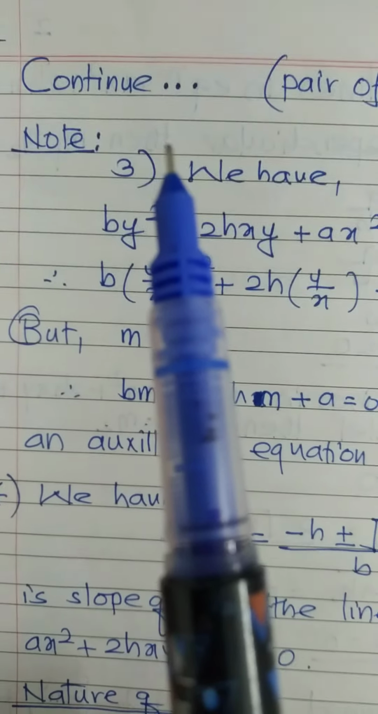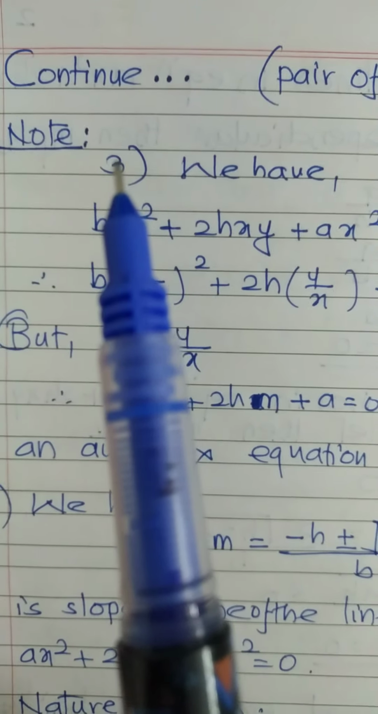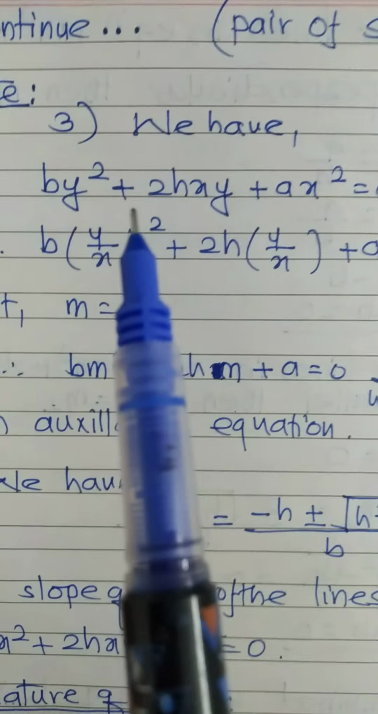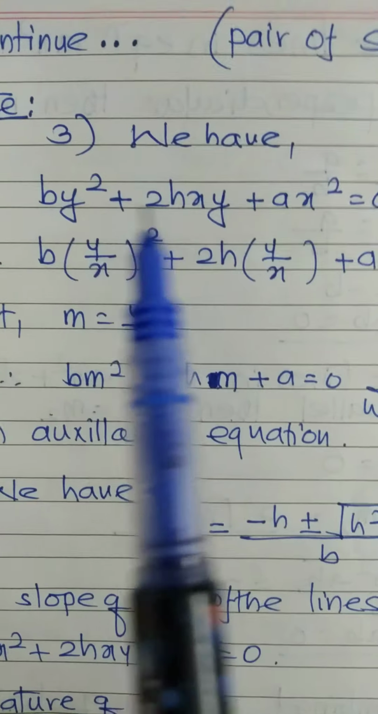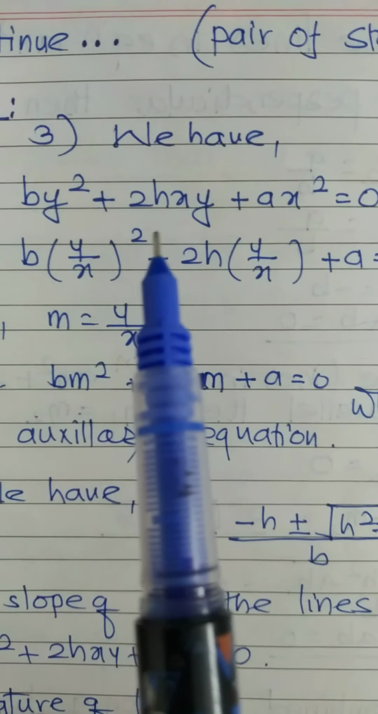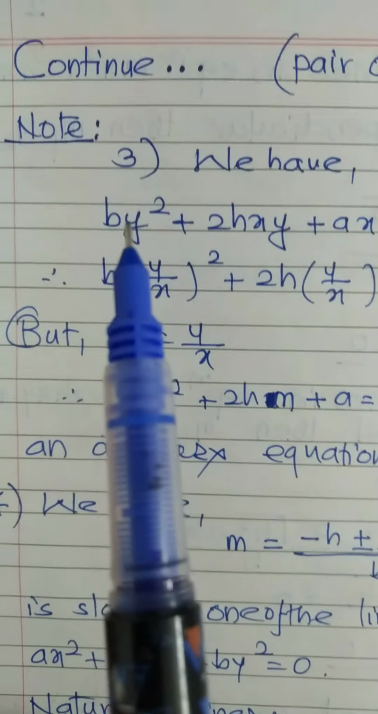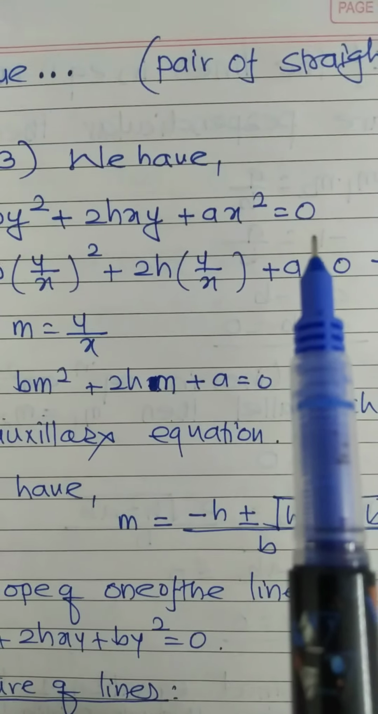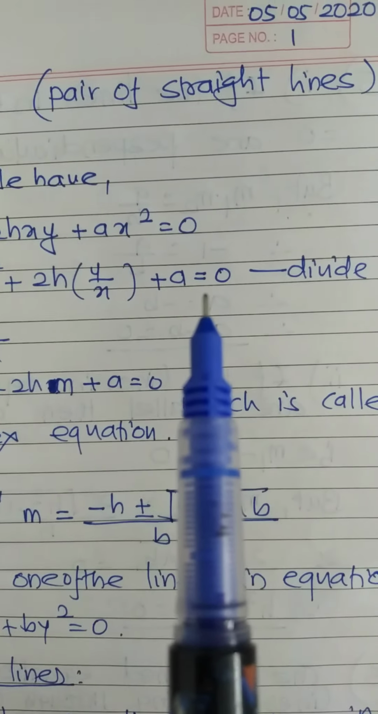Now the next one, in continuation with straight line. Now the next note we have to consider. As we consider the equation ax square plus 2hxy plus by square equals to 0, that means a combined equation, you can also write by square plus 2hxy plus ax square equals to 0.